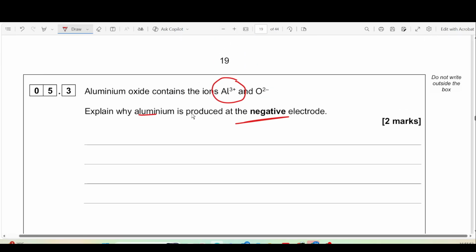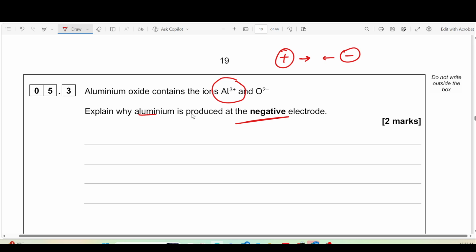There is this Al3+ positive charge. And we know opposite charges attract each other, right? They attract each other. So that's why they are attracted to the negative electrode, because opposite charges attract. And at this electrode, the ions gain electrons to form aluminum atoms.